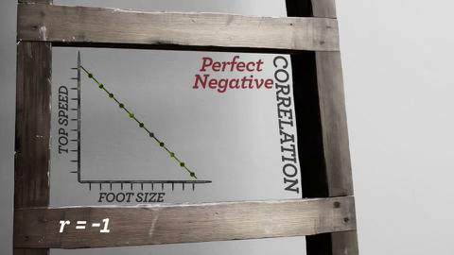A perfect negative correlation occurs when an increase of 1 unit in one variable is associated with a decrease of 1 unit in another variable. For example, if it were the case that for every hour of partying on Friday night you did, your test score decreased by 5 points, these two things would be perfectly negatively correlated.